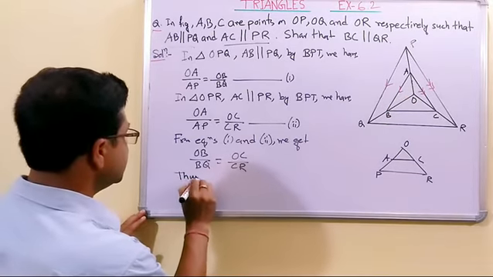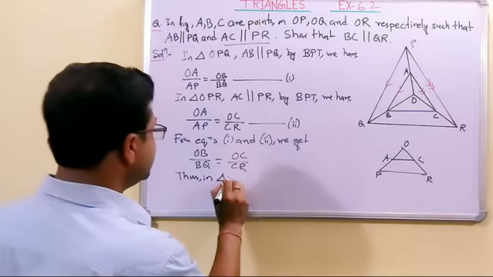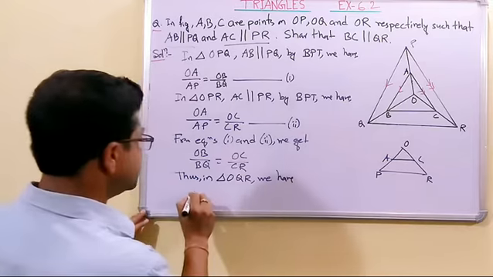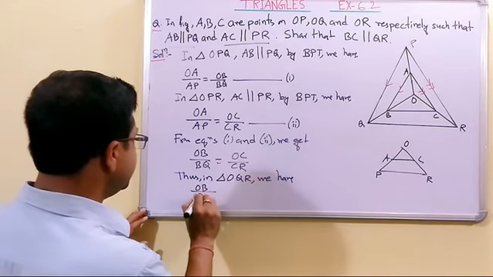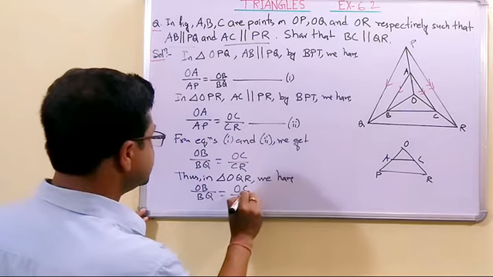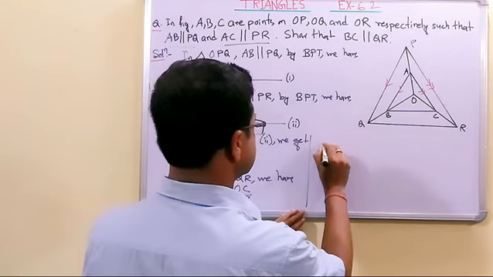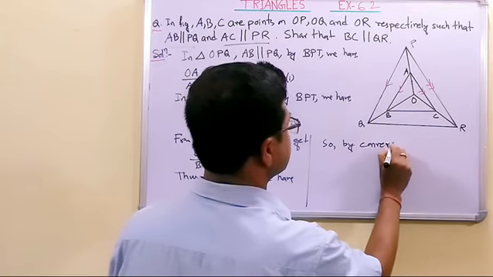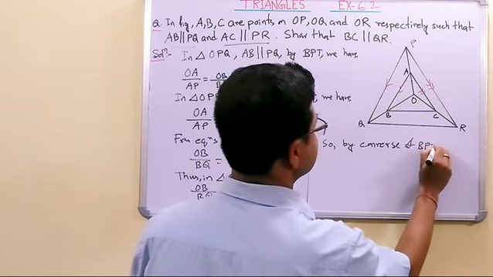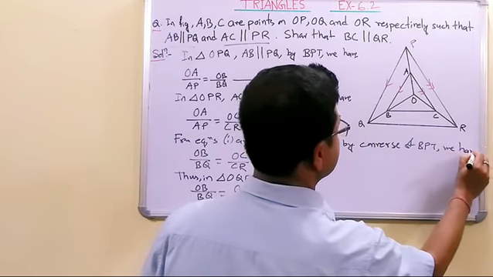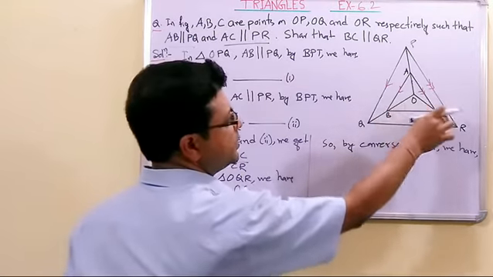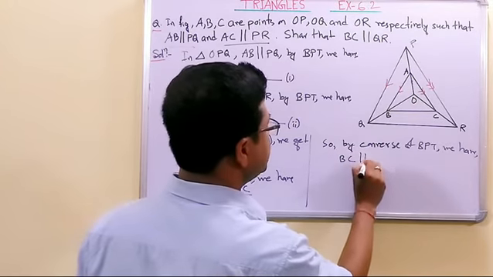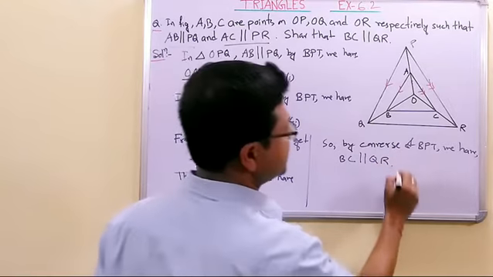Thus, in triangle OQR, we have OB by BQ is equal to OC by CR. So, by converse of BPT, we have, you can see, this by this equal to this by this. As the ratios are equal, so lines are parallel. Therefore, we have BC parallel to QR. Okay, that's what we have proved.